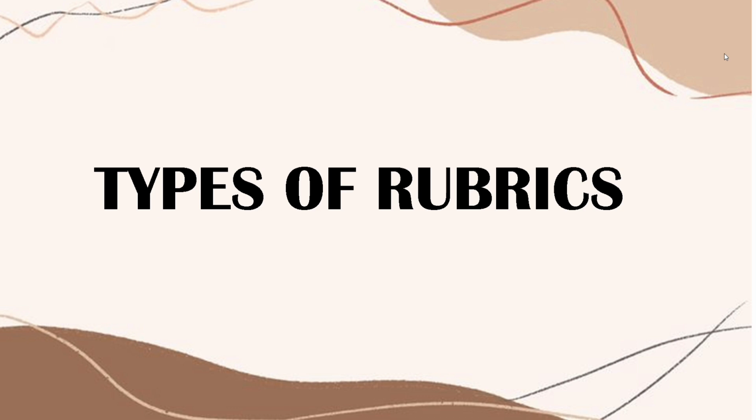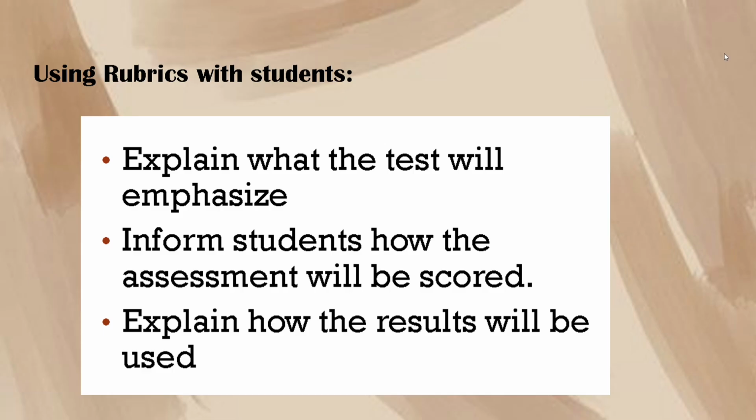process. So the types of rubrics are... Using rubrics with students, explain what their tests will emphasize, inform students how the assessment will be scored, explain how the results will be used.